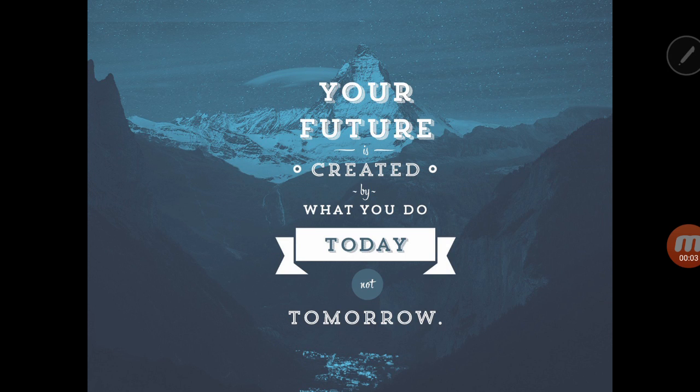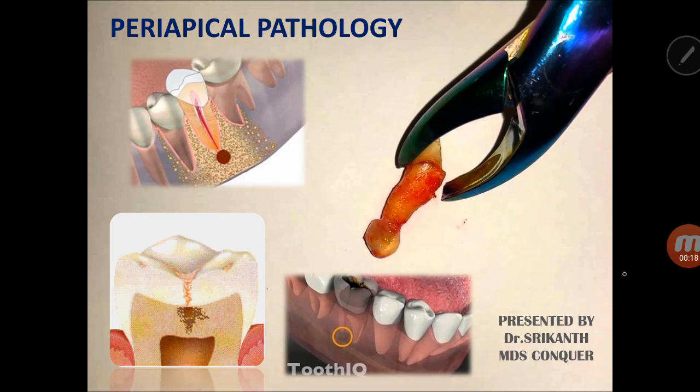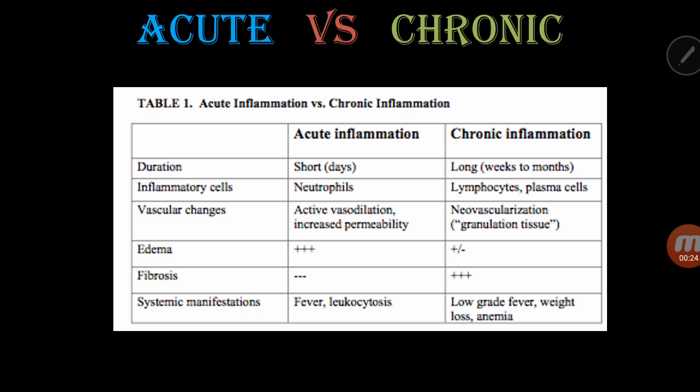Yeah, hi everyone. So today I just want to have a quick recap of periapical pathology. I have already posted the video related to the pulpal diseases. Now we are going to have a look over the sequel of the pulpal diseases, that is periapical diseases. So before going in detail, I just want to have a comparison of acute and chronic inflammation.